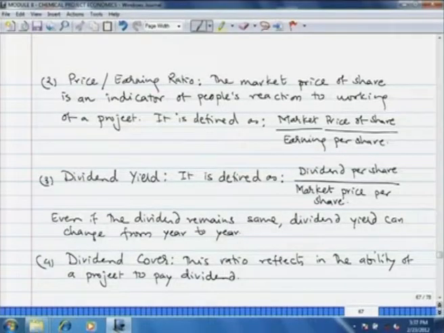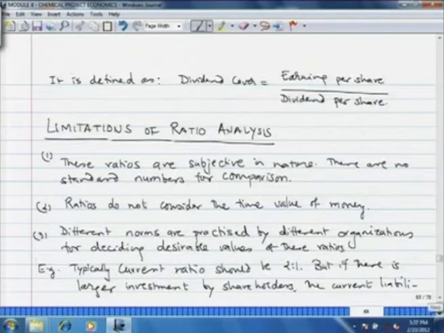Then the fourth ratio that is used is the dividend cover. This ratio reflects the ability of a project to pay the dividend, and it is defined as earning per share divided by dividend per share. All of these ratios are a quick way of evaluating the economic feasibility or the output of a project. However, they have their own limitations. Now what are these limitations?